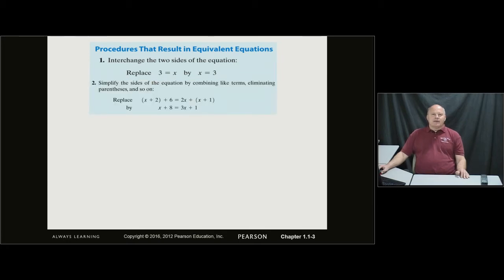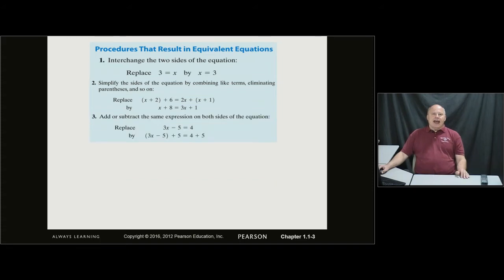Okay. The second one is you can simplify the size of an equation by combining the terms and eliminating parentheses and so on. So for example, if you have (x + 2) + 6 equals (2x + x) + 1, you can take the 2 and the 6 and combine them by dropping those parentheses and get the 8. And the same thing on the other side, the 2x plus x, you can change it to 3x by dropping those parentheses. But what this step is basically saying is combining like terms. You've probably heard that before, combining like terms. That's what they're saying in step 2. That's in essence what they're talking about.